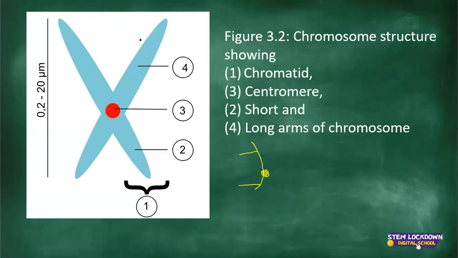This is the structure of a chromosome. Whenever you're asked to draw a chromosome, wherever you see this diagram, you'd know that is a chromosome. One is the chromatid. And then two and four, these are arms of the chromosome. 2 is the shorter arm, 4 is the longer arm. And then 3 is the centromere, that small dot there that is connecting or joining the 2 arms, meaning it joins the chromatids.